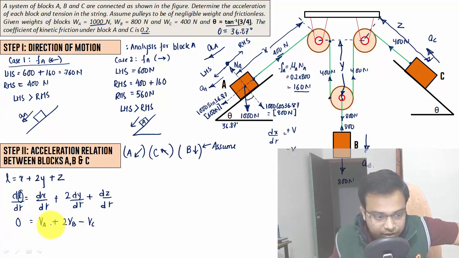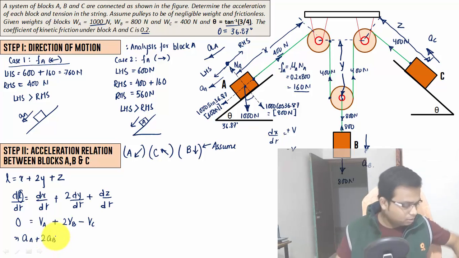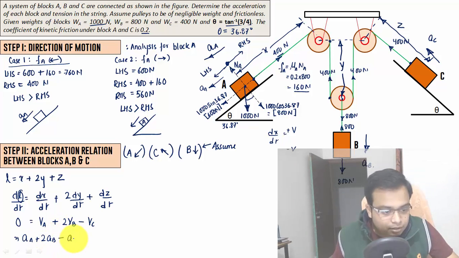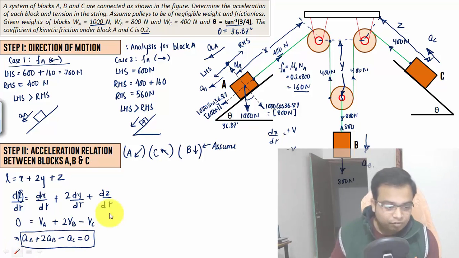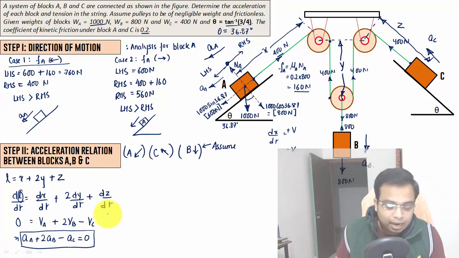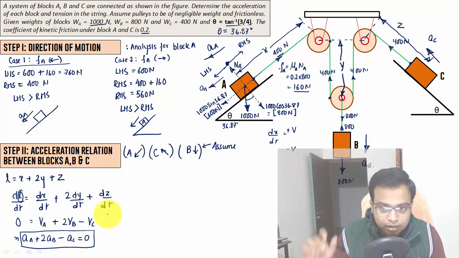So we have this relationship VA plus 2VB minus VC is equal to 0. And if you differentiate this again, you're going to have this relationship AA plus 2 times of AB minus AC is equal to 0. This is an extremely important relationship. Okay, fine. Now let's go ahead and work out the motion analysis for all the 3 blocks separately. So here we go.